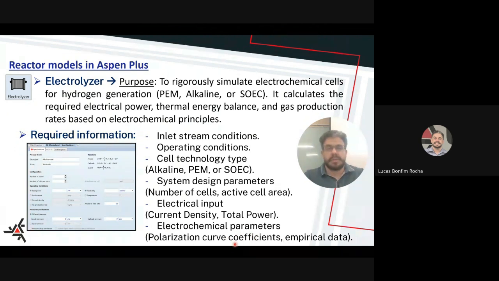Okay, so this is a model that specifies for producing hydrogen, and some students, mainly because of the energy transition, are considering simulating scenarios where this model is present nowadays.